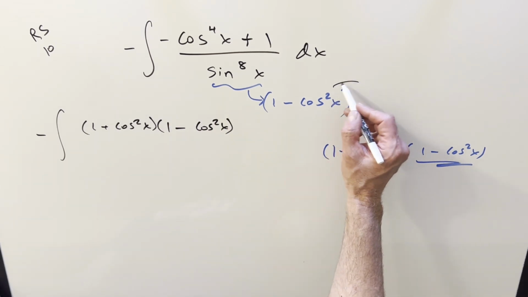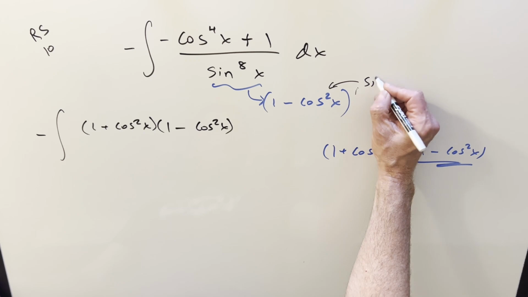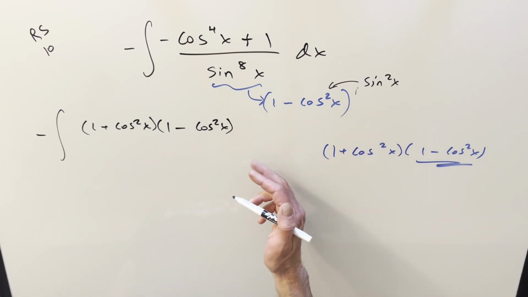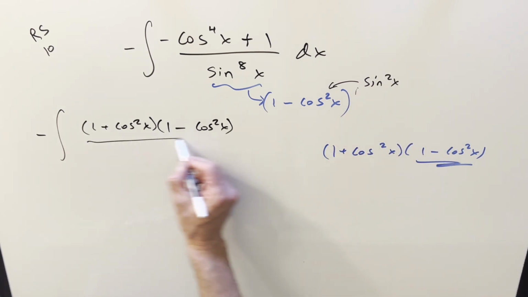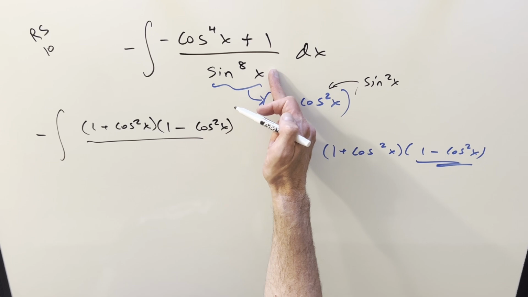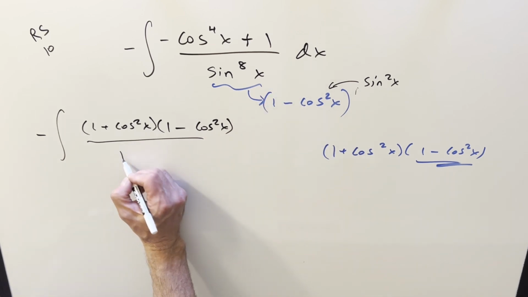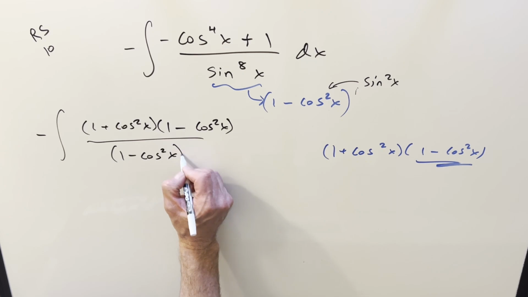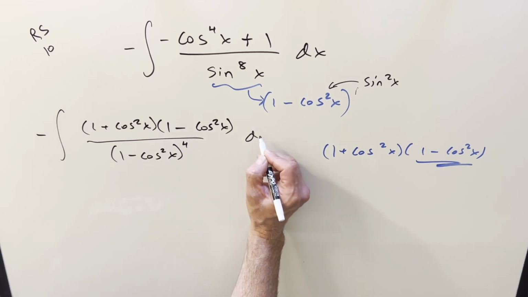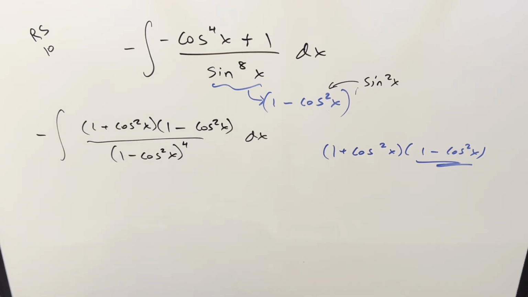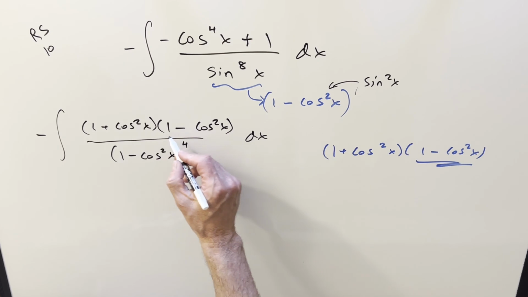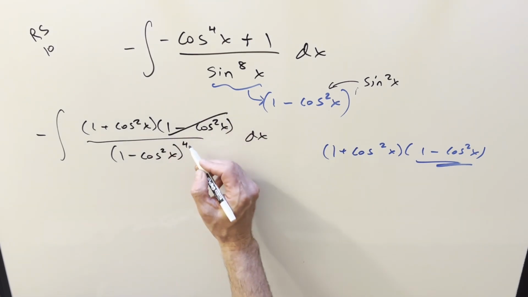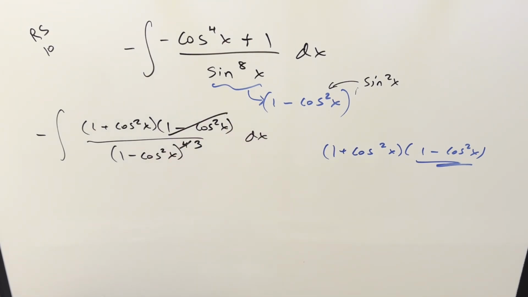And then if this thing right here is sine squared x, then we can put this to the fourth power to get sine to the eighth x. So I can do this as 1 minus cosine squared x, and this is all going to be to the fourth dx. And so it's not going to help that much. We can cancel one of these, right? We can get rid of this, and we can make this a 3.